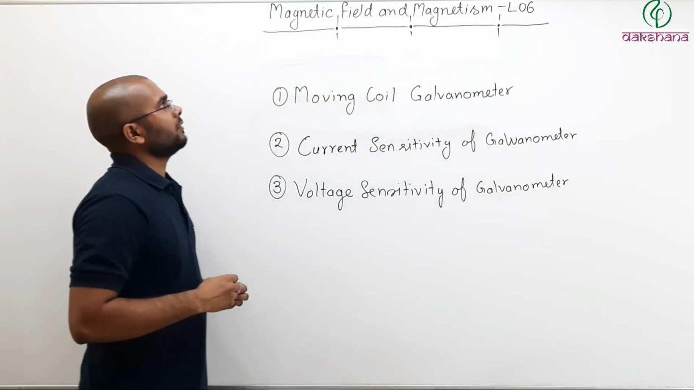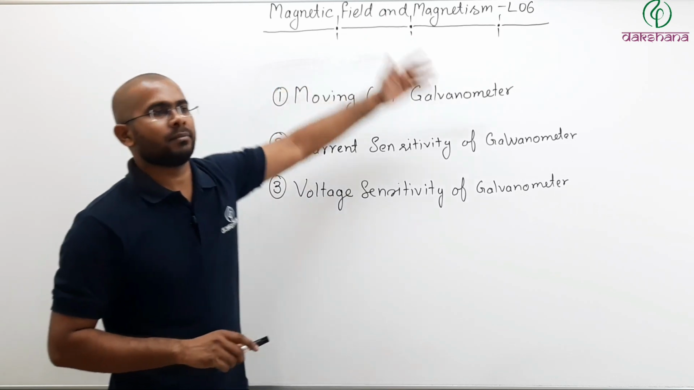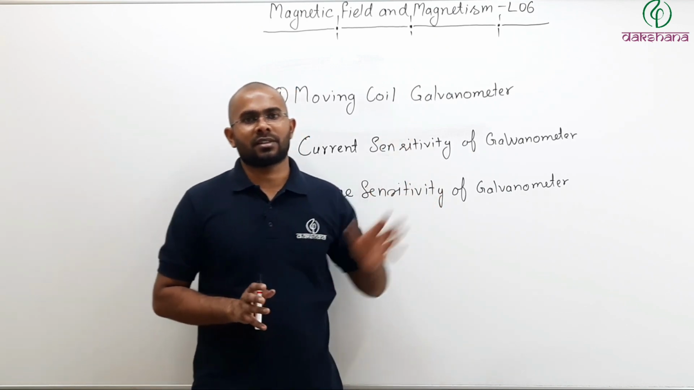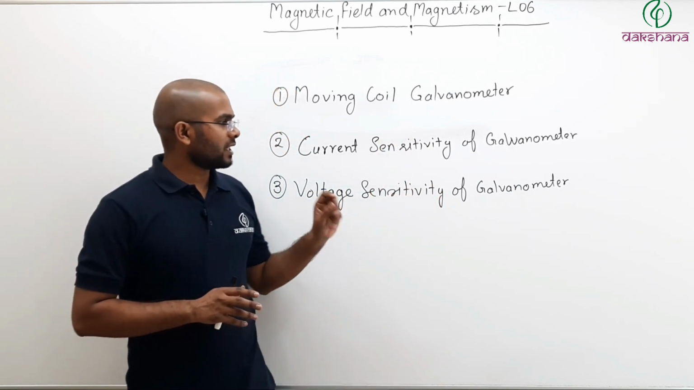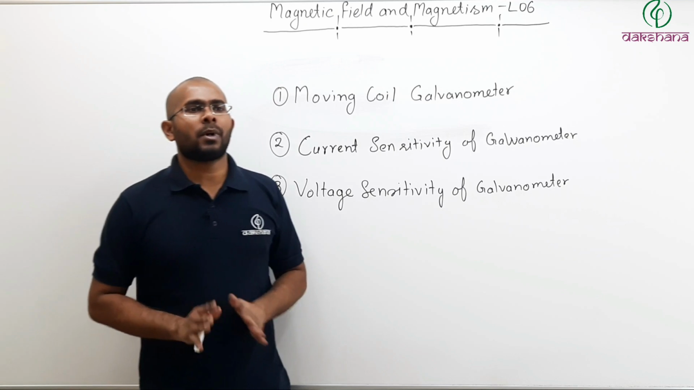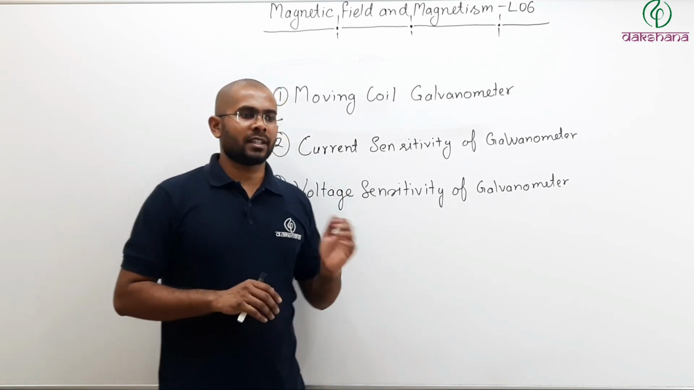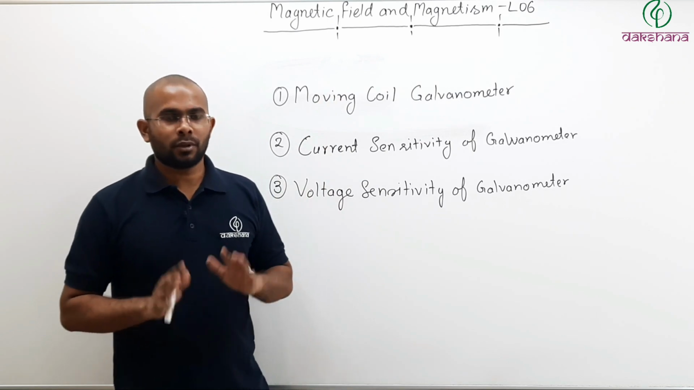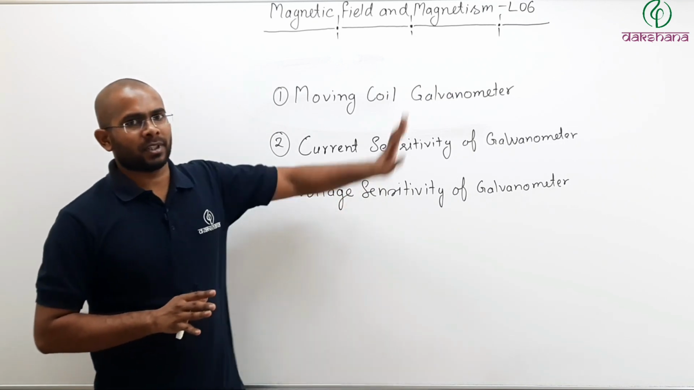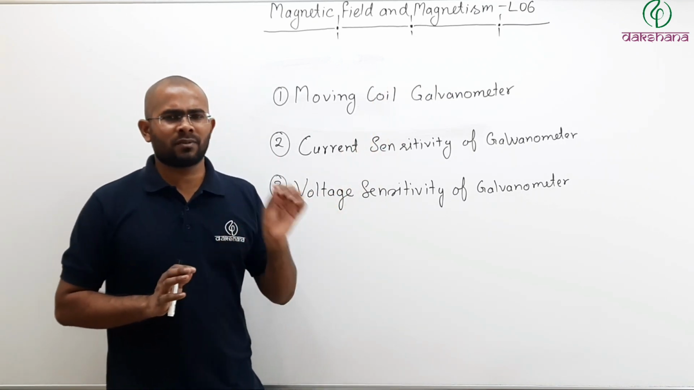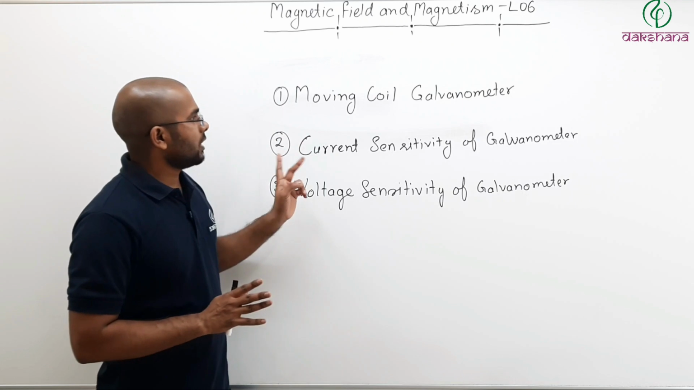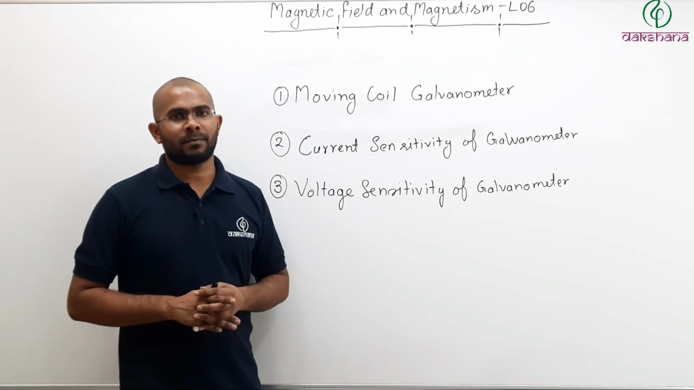Now, this chapter of magnetic field and magnetism is a very vast topic. There are a sea of subtopics in this chapter. So while we are covering it, there might be some minor topics here and there that we miss out. Don't worry about those. We will cover those topics as well at the end of this chapter. So in today's lecture we will focus mainly on these three subtopics.